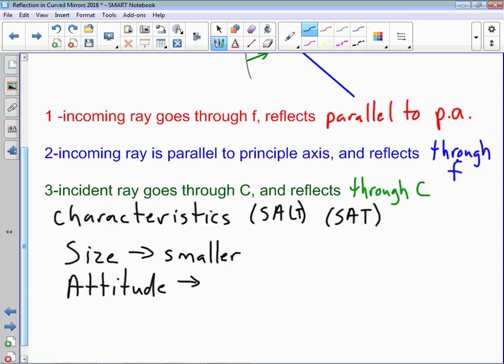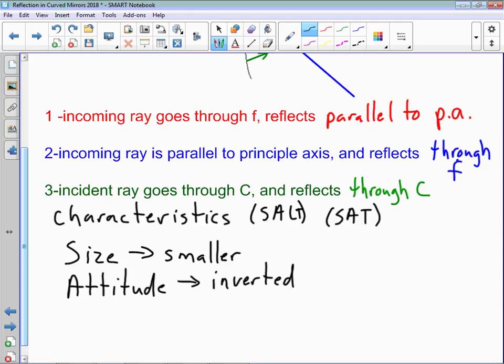Either one of them is fine. I know people probably have a little bit of a giggle with calling the image erect. Go ahead, get it out of your system. That's just what the language is, right? Erect means standing straight up. So in this case, it's an inverted or upside down image.